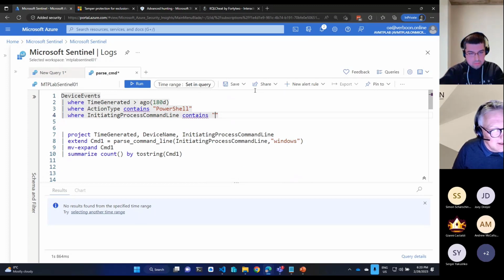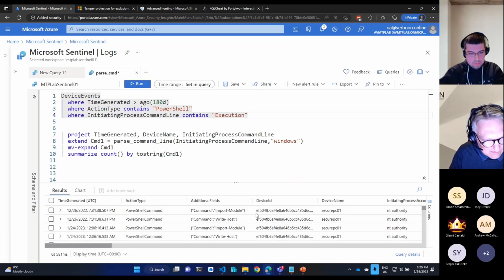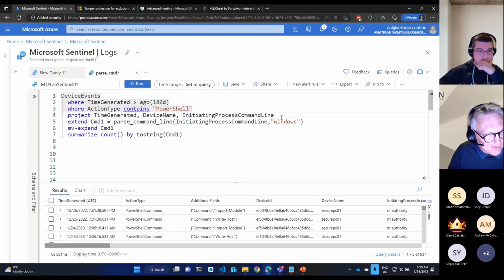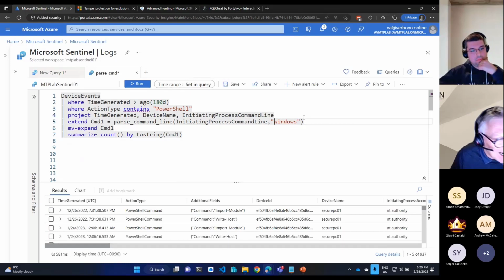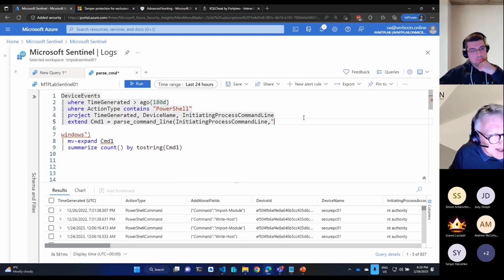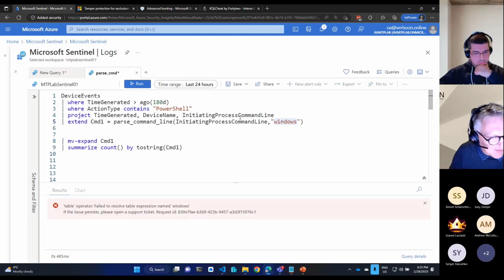Let's do execution. Yeah, so all PowerShell commands can have the word execution in it. But if I actually want to do some data mining and look for stuff that I wasn't aware of, this project, this parse command line can be very interesting. Now, today it's only supported for Windows. That's why we have to put Windows in here. But I assume that at some point we're going to see support for other operating systems as well.